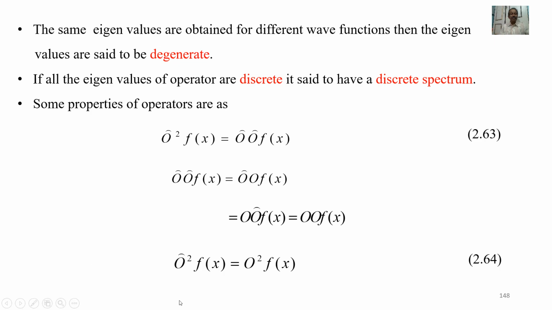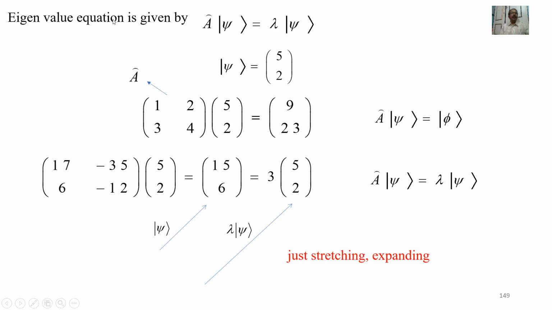but O. Now O is a value, so we can pull it out. This equation can be written as: we pull O out, and another operator operates on f of x and will give us another O. So O multiplied by O, these two are values, which is nothing but O squared. So the operator O squared operates on f of x and will give us the value squared times f of x. The eigenvalue equation is given by operator A operates on psi, which is equal to lambda psi.